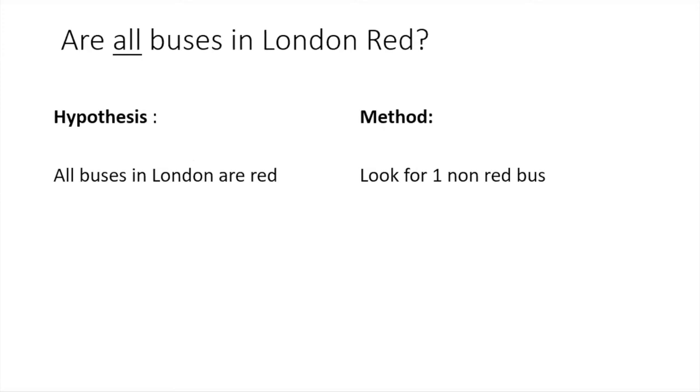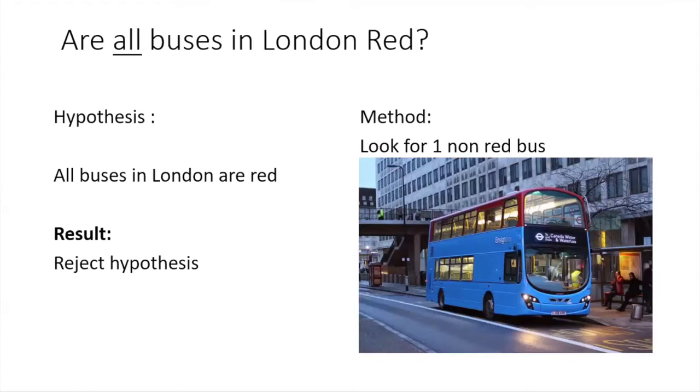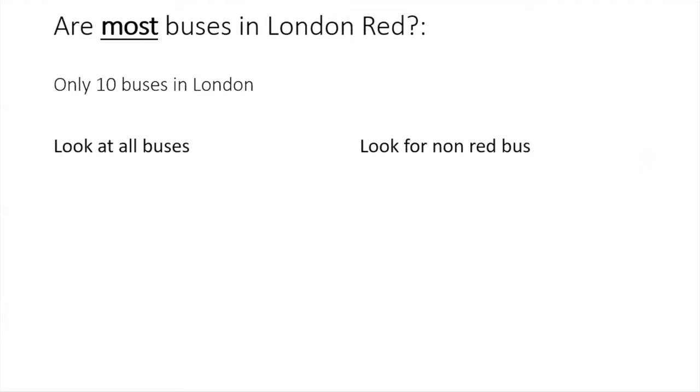Then we are going to go test our hypothesis. And the easiest way to disprove or prove this hypothesis is to look for one non-red bus. Guess what? We found this one non-red bus. And therefore, we have to reject our hypothesis. Not all buses in London are red. So that was pretty straightforward, wasn't it? Painless. But now we change the question to: are most buses in London red?